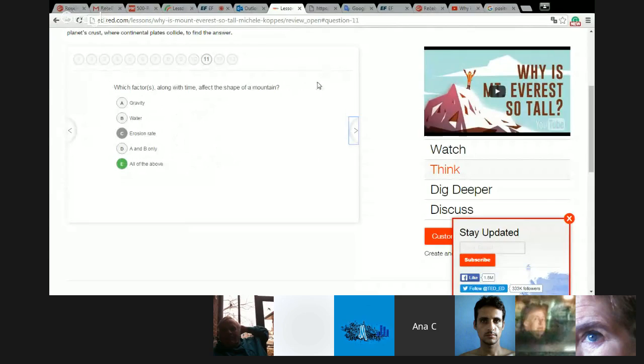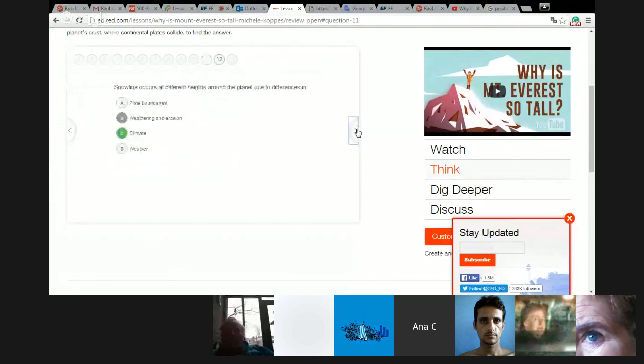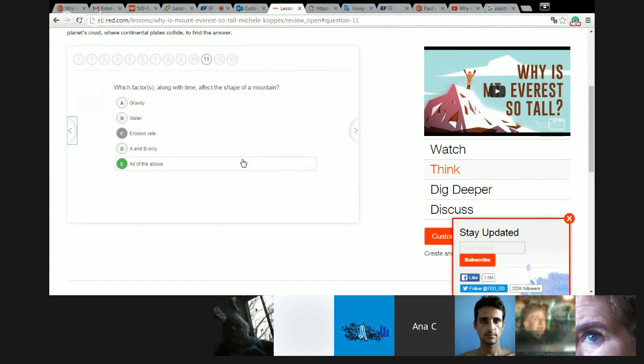Okay, Mustafa, which factor along with time affects the shape of a mountain? So we have gravity, we have water, we have erosion rate, we have A and B, we have all of the above. Erosion can affect it, and water itself, unless it's moving. So erosion rate, the most affecting factor. Gravity has no effect on it, and water as well, unless it was moving. So erosion rate.